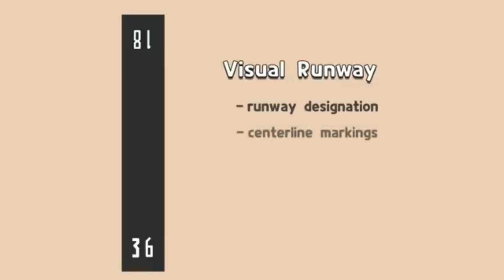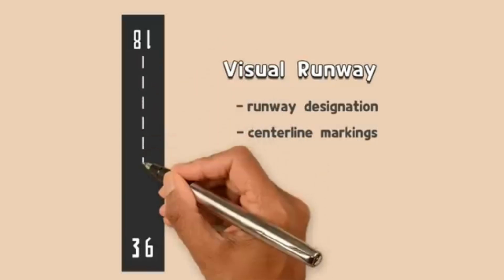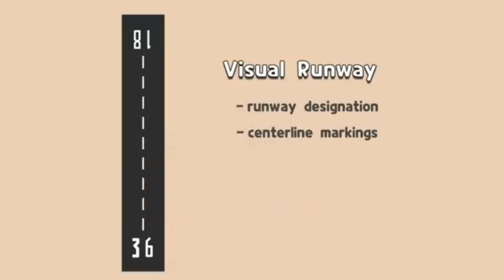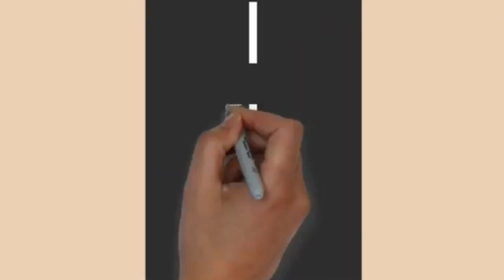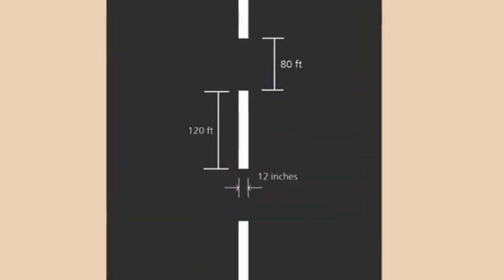The runway centerline markings are white and are located along the center line of the runway between the runway designation markings. These markings consist of a line of uniformly spaced stripes and gaps. The stripes are 120 feet long and have gaps that are 80 feet in length. The minimum width of each stripe is 12 inches for visual approach runways.